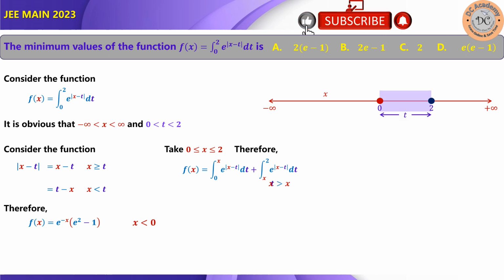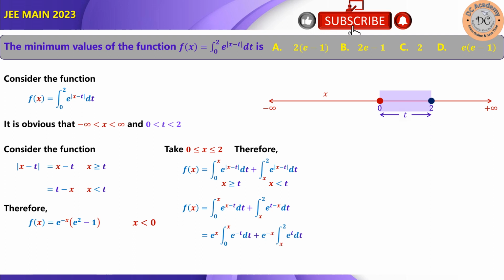In other words, x is less than t, and that's why the integrand will be e to the power t minus x. For the other case, it is obvious x is greater than or equal to t, or t is less than or equal to x. So we have to choose mod of x minus t as x minus t. So f(x) will be rewritten in the given form.